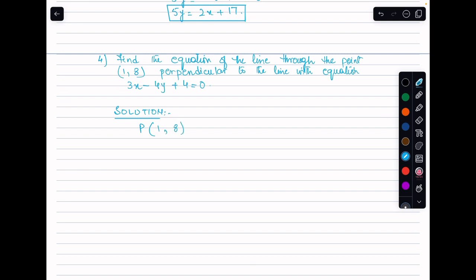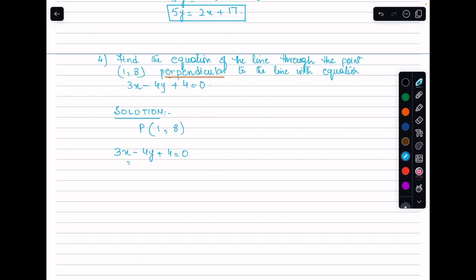This is one point which lies on the line, which can represent x1 and y1. And this line is perpendicular to the line with the equation 3x minus 4y plus 4 equals 0. So this is perpendicular, and we know for perpendicular lines there is a relationship which says that the gradients are negative inverses of each other.